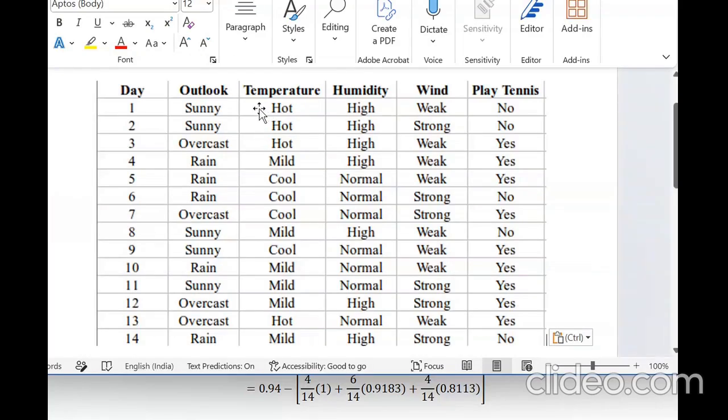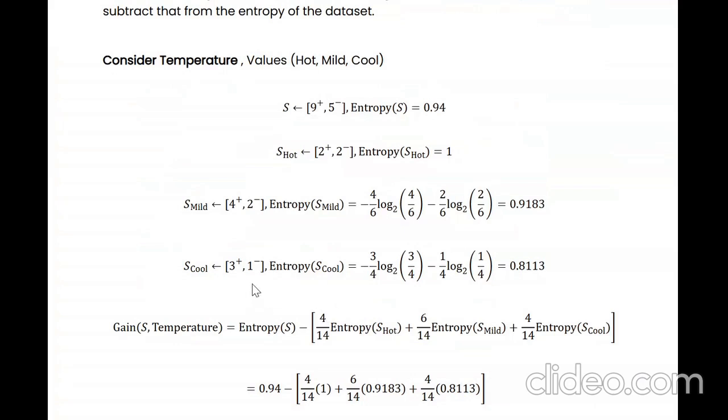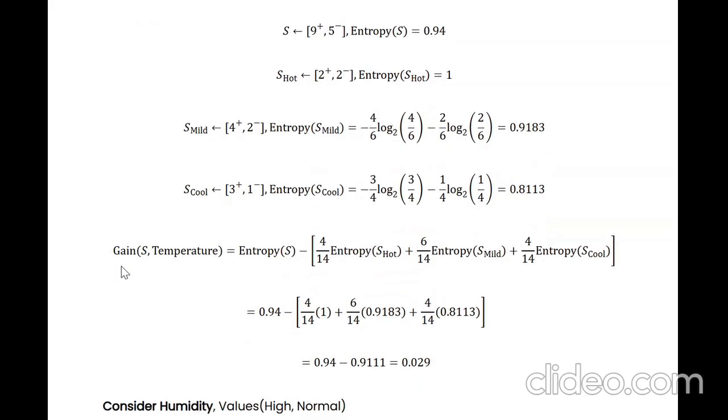We will take cool. Cool and yes, cool and no, cool and yes, cool and yes. That's it. So we had 3 yeses and 1 no. Therefore, entropy of S cool is minus 3 by 4 log of 3 by 4 to the base 2 minus 1 by 4 log of 1 by 4 to the base 2, and this will come out to 0.8113. Now let us calculate gain.